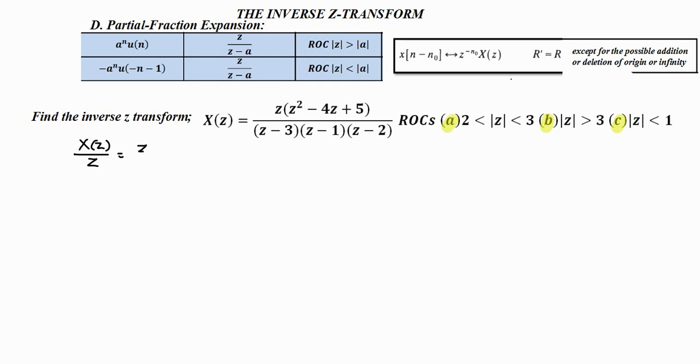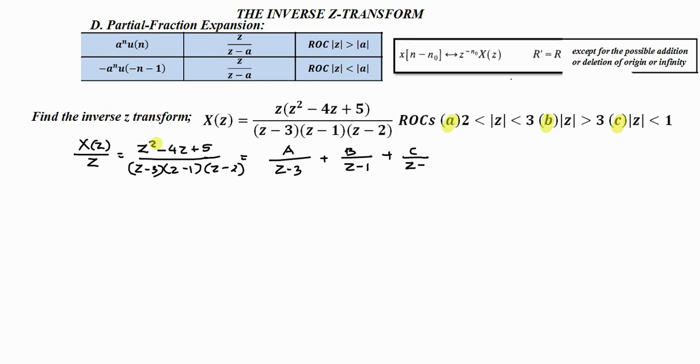So the remaining term will be z square minus 4z plus 5 divided by z minus 3 into z minus 1 into z minus 2. Okay, and now we can see that the numerator is only z square and the denominator is z cube, so I can perform the partial fraction. So I will write like this: a by z minus 3 plus b by z minus 1 plus c by z minus 2. Okay, now I can take the LCM.